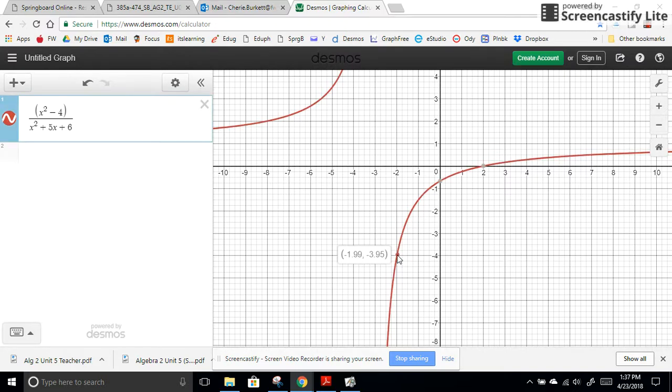Well, if you put it directly on, I'm having a hard time getting it on there. There it is. At -2, it shows you as undefined. I wish I could make that little open hole stay there, but you can see right there that when I drag this graph over -2, at -2, -4, it is undefined. So that's where the hole is.